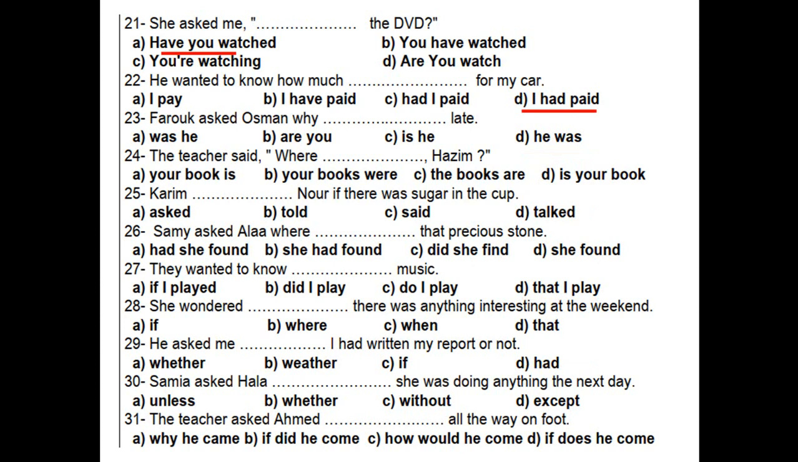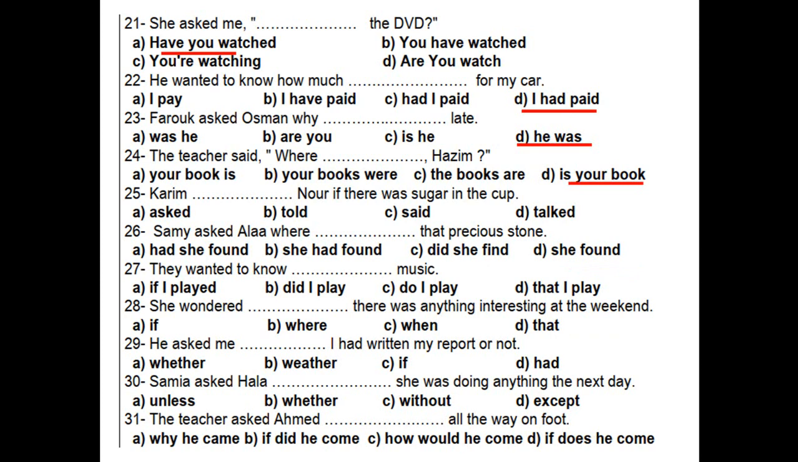Number 23. Farouk asked Osman, why space late? Why was he? Why are you? Why is he? Why he was? It's better to say why he was. Number 24. The teacher said, where space Hazem? Where your book is? Where your books? Where the books are? Where is your book? This is a direct question, so I say where is your book? It is direct, it's not indirect. This is an ordinary question.